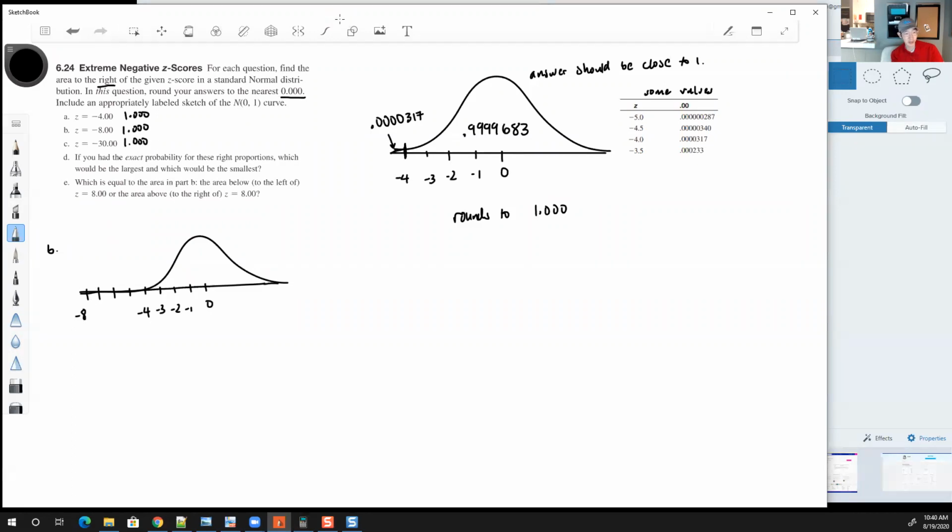If you had the exact probability for these proportions, which would be the largest and which would be the smallest? Is it okay that I'm writing 1.0 for all of these, at least rounded? They're not exactly 1, but they're rounded off to 1.